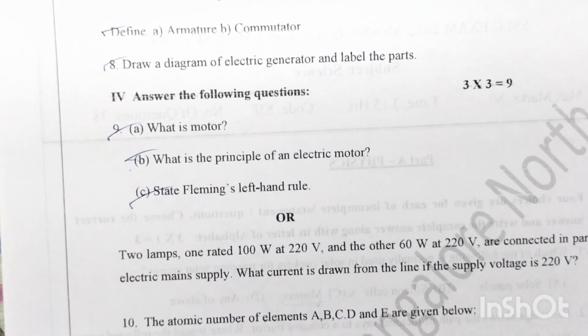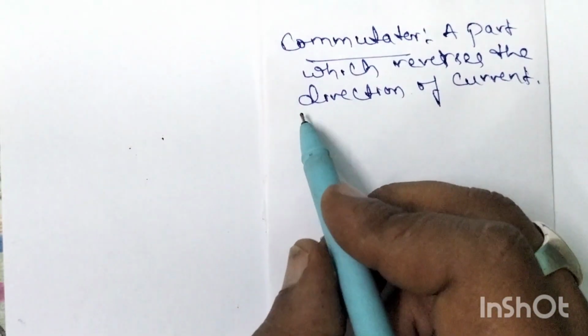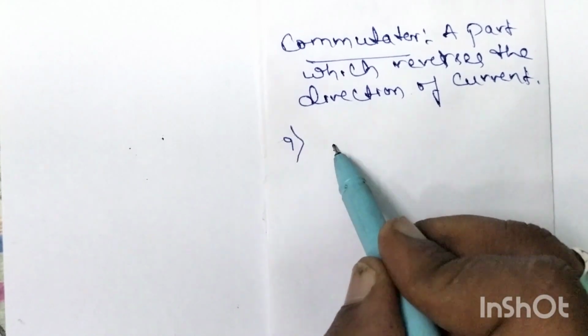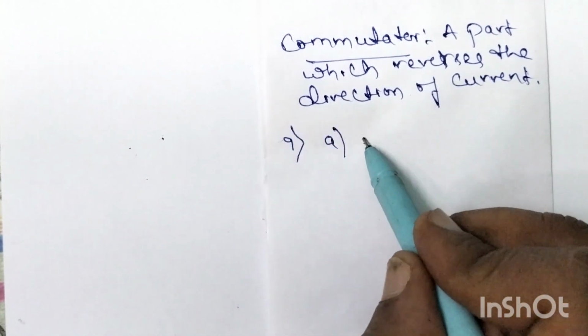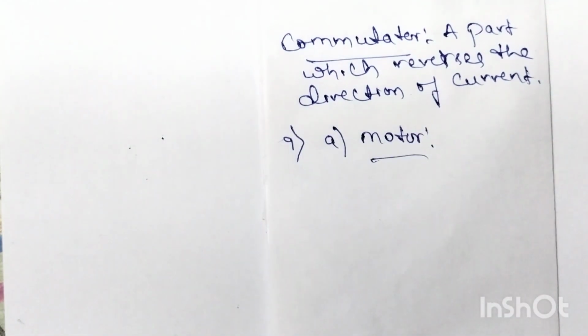Then 3rd one, state Fleming's left hand rule. So let us answer all the 3 questions. So now we are moving for 9th question. 8th is diagram. 9th one A, what is a motor? First let us define what is a motor. So in the 9th question, first one is motor.